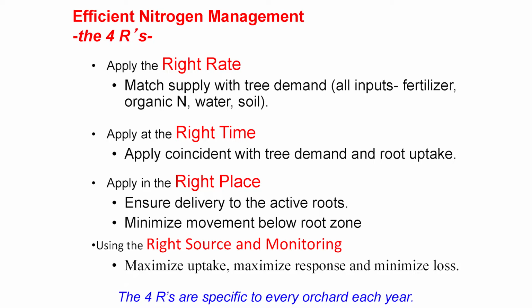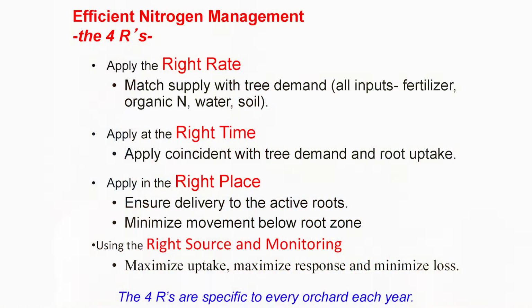The third one is where to apply it. Once I know how much I have to apply and when I have to apply, I have to know where I have to apply it. I have to apply where those active roots are. We're going to talk a little bit about that later on. Whenever I do a fertigation event, I'm trying to allocate that fertilizer where the active roots are, and I'm going to give you some tips on how to do it. So that's the third one.